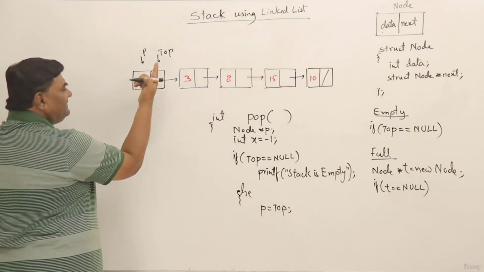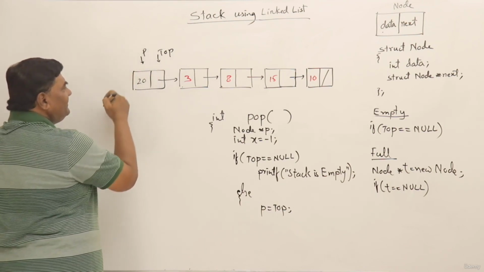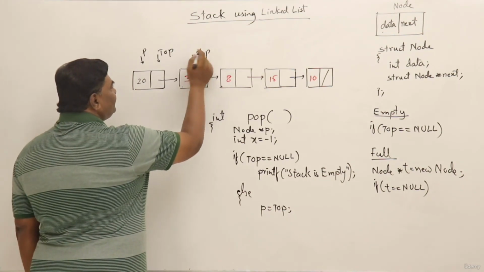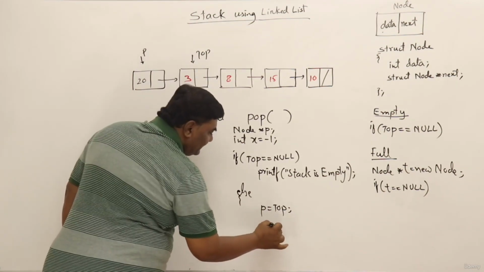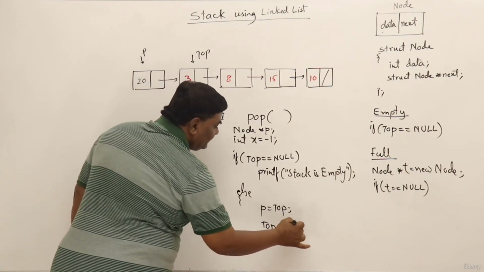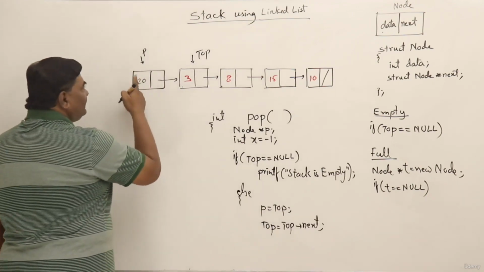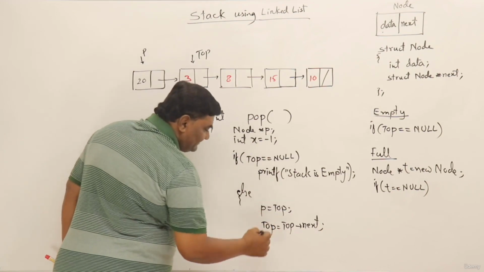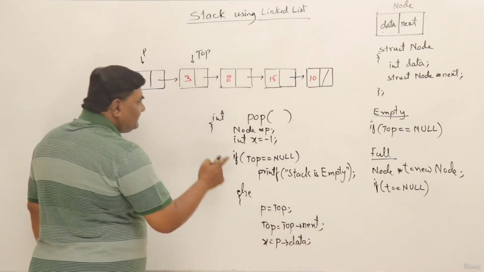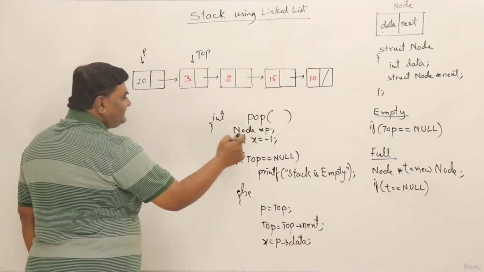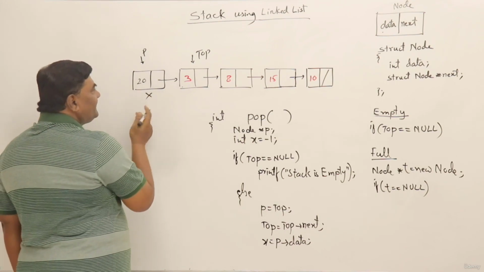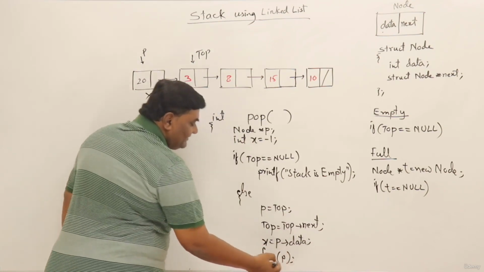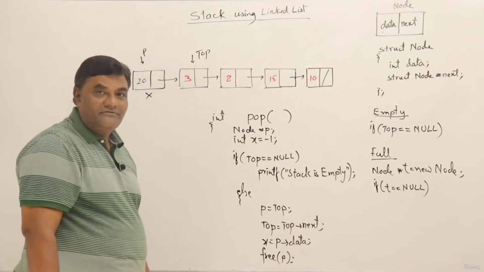P or T, anything you can take. I usually take P here. Now move top to the next node. Top should move on to the next node. Top assign top's next. Then take out this data, P's data, in variable X. X assign P's data. So this data is taken in variable X. Then delete the node. So this node will be freed. Free P. I can write delete P or free P.